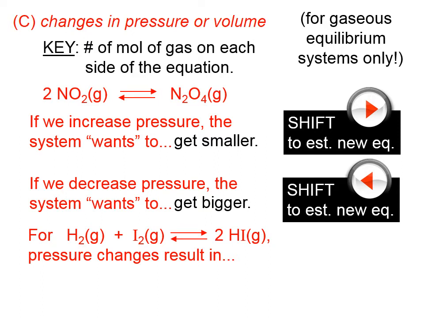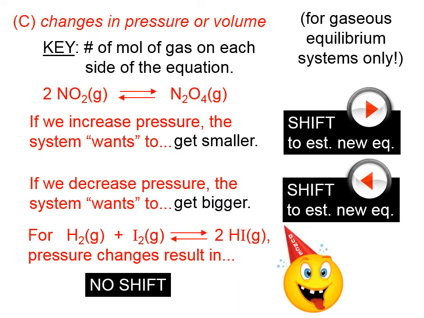H2 plus I2 yields 2 HI. The number of moles of gas on the left are 2. 1 plus 1 is 2. And on the right, it's also 2. So, pressure changes on that equilibrium system result in no shift, because there's no advantage to shifting one way or the other because the number of moles of gas on each side is the same.